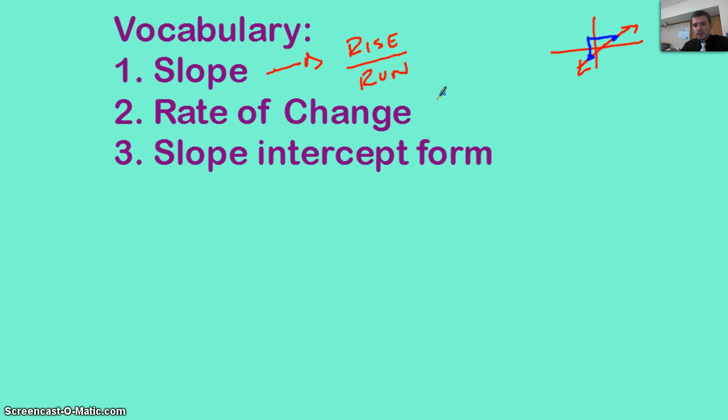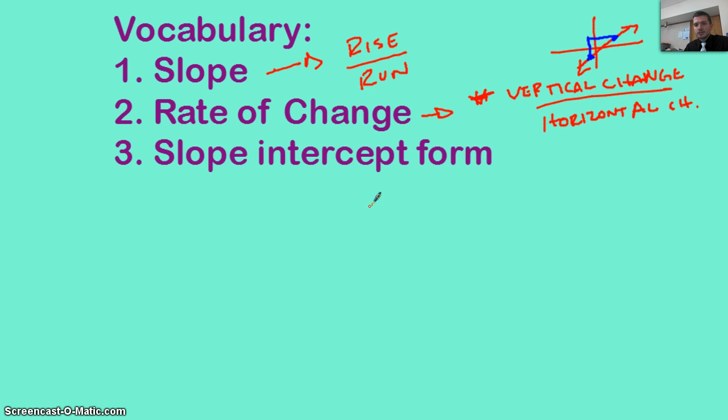Rate of change is going to be the same kind of thing, except it will be vertical change over horizontal change. Trying to go fast and it's not working. Okay, vertical change over horizontal change, and then slope-intercept form.